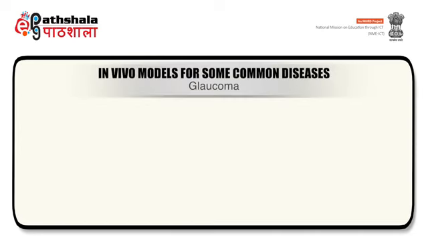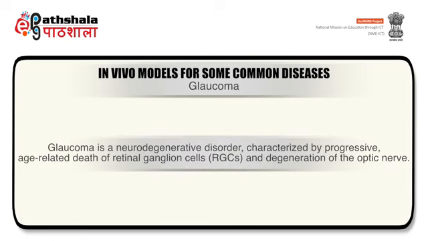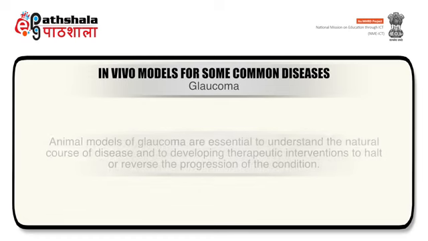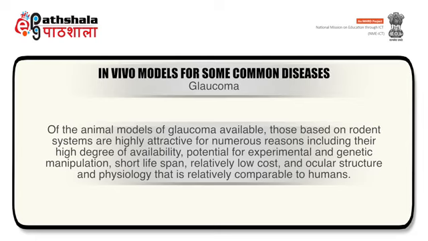The next category of disorder is glaucoma. Glaucoma is a neurodegenerative disorder characterized by progressive age-related death of retinal ganglion cells and degeneration of the optic nerve. Animal models of glaucoma are essential to understand the natural course of disease and to develop therapeutic interventions to halt or reverse its progression. Of the animal models available, those based on rodent systems are highly attractive for numerous reasons, including their high availability, potential for experimental and genetic manipulation, short lifespan, relatively low cost, and ocular structure and physiology that is relatively comparable to humans.